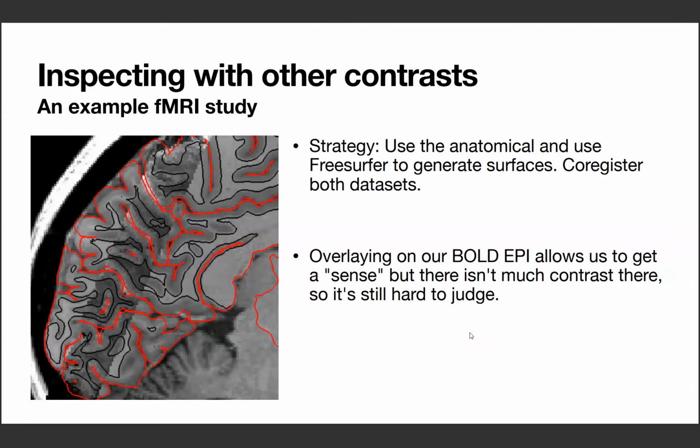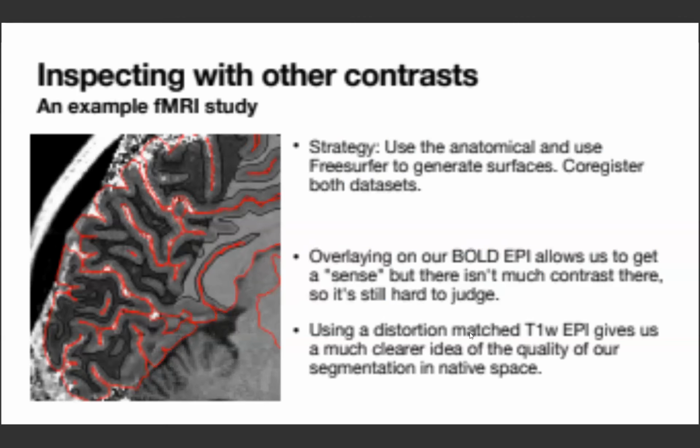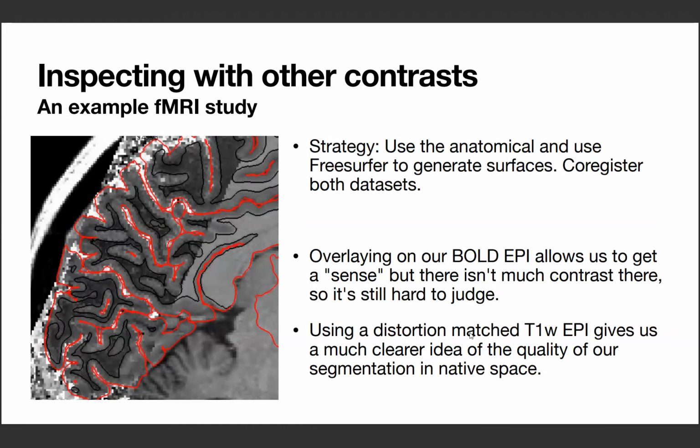And so an idea that we've been exploring here at the Martinos is acquiring an auxiliary data set of a T1 weighted EPI image that has a better contrast and the same resolution and distortions. And then when we overlay that, we can easily identify if there are any errors in our segmentation and if it's working well. Because we know that this is distortion matched with our EPI and it's easy to co-register both of them, then if things look okay here, it's safe to assume that it will also be in the correct position in our native space.